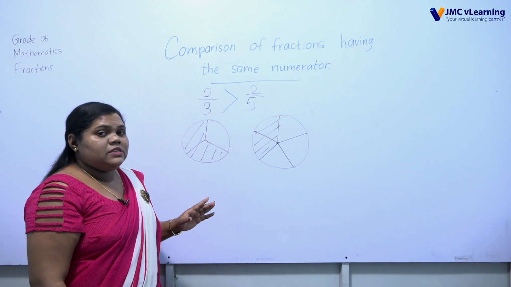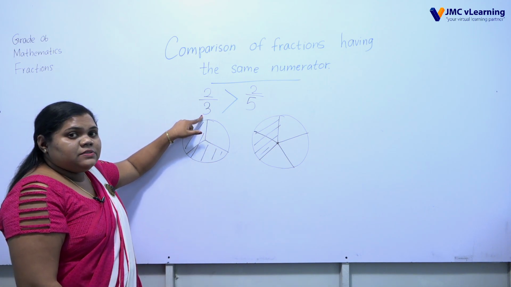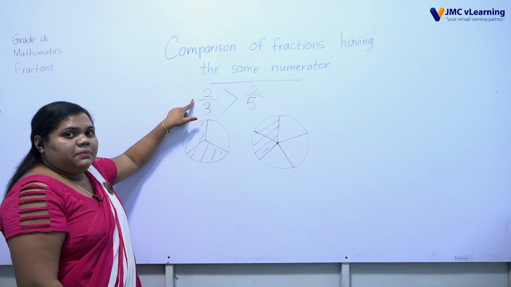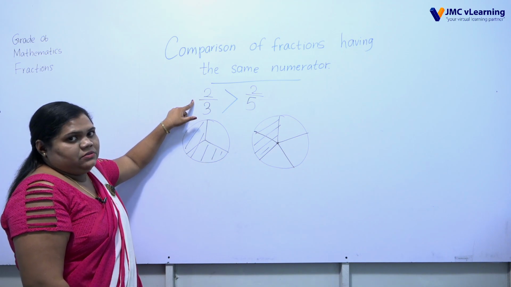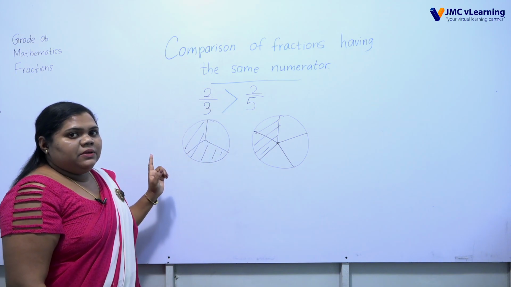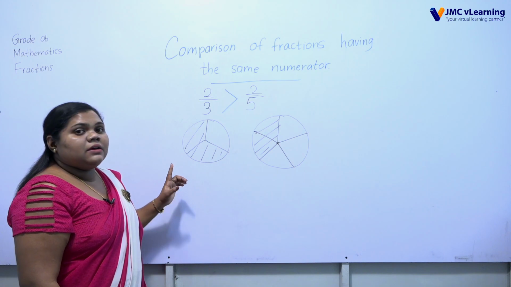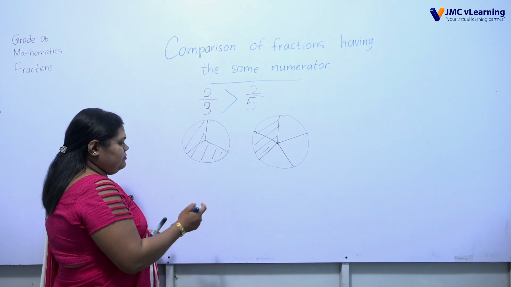Okay children, always keep this in your mind. Smaller denominator gives the bigger fraction. At that time you must have the same numerators. Okay children, I'll give some examples.